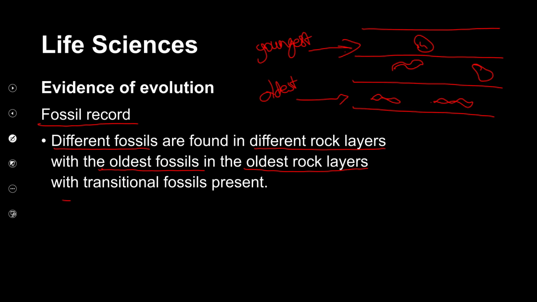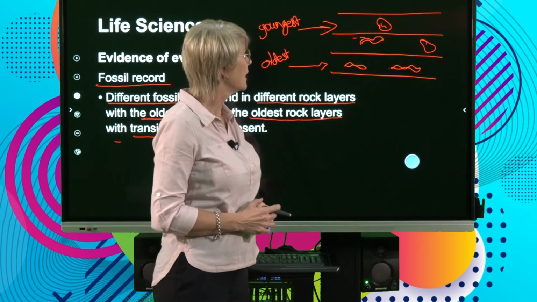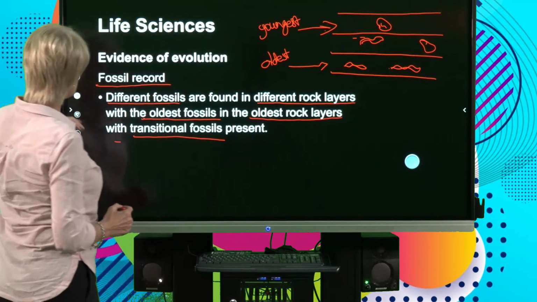Very often we also find transitional fossils. Between these fossils and these fossils, there might be another layer of fossils that are transitional. Those transitional fossils would have some characteristics in common with the fossils found in the oldest layer, as well as other characteristics that may be common with fossils found in a later layer. All right, so that is the fossil record.